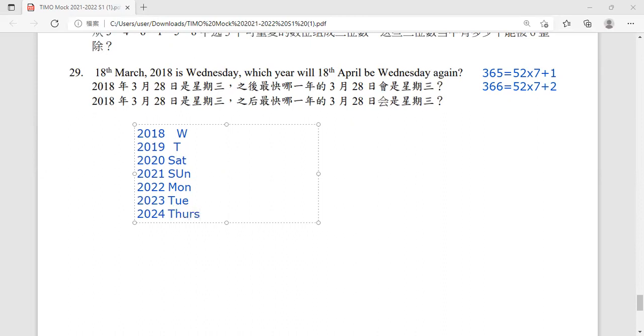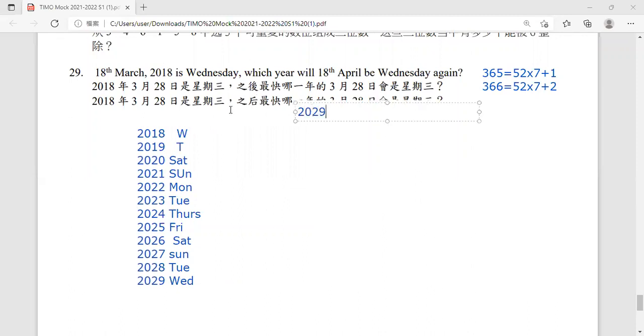So Wednesday skip. So you have to count it again. And this is Friday, and this is Saturday, and this is Sunday, and this is Monday, that is Tuesday, and this is Wednesday. So 2029. That's that. Okay. Nothing special. Just this one. You just do the content. This is also a passage. You just practice. Okay.